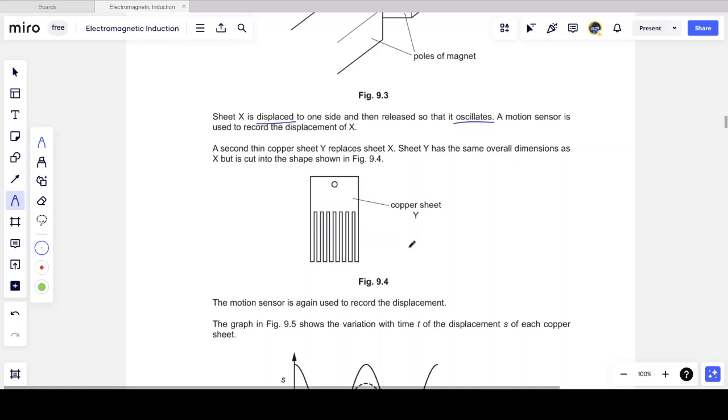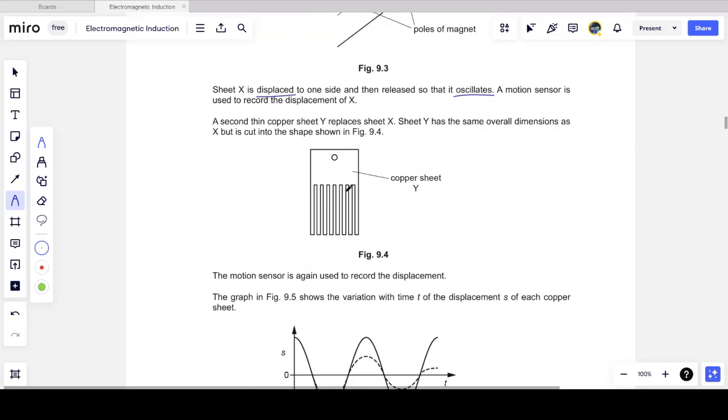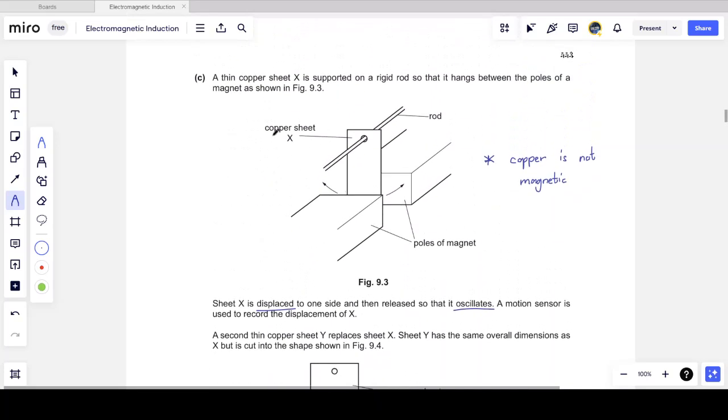So sheet X has an overall greater surface area than Y. Y has holes in it. And we can use the motion sensor again to record the displacement as we allow these sheets to oscillate back and forward, as we can see in the arrows. So the sheet moves back and forth.